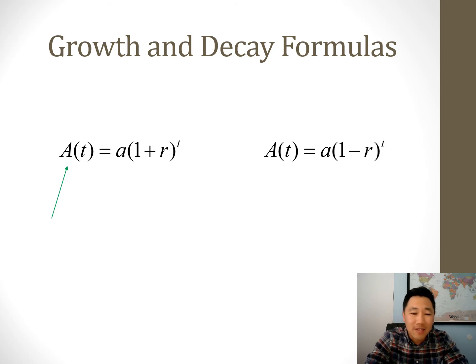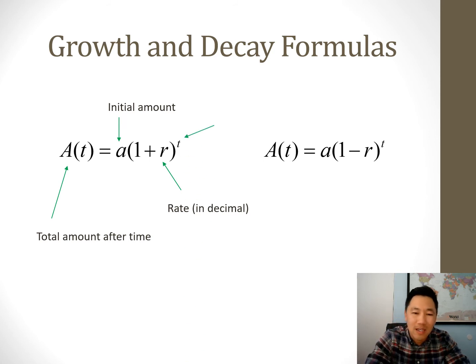This A of x, or in this case A of t, is just the total amount after the time. That little a stands for the initial amount. That r stands for the rate, but make sure the rate is in decimals. And then of course this t stands for time. And then everything stands for the same thing in the other equation except for the minus sign when we have decay. All right, let's use this formula to see how it works in real life.